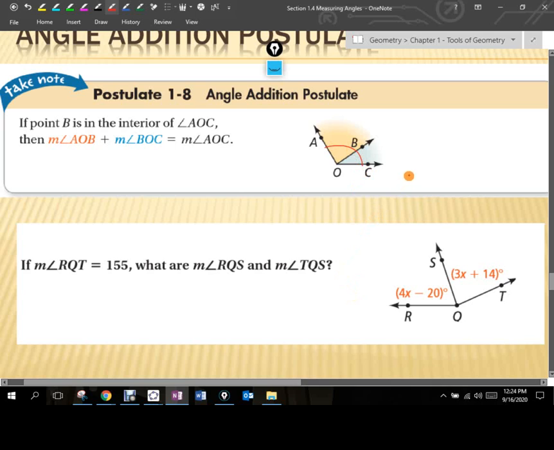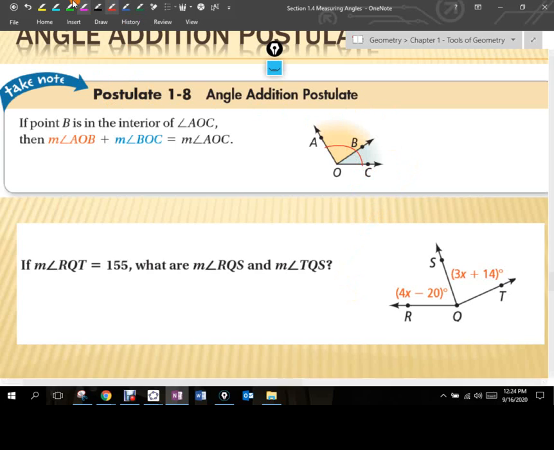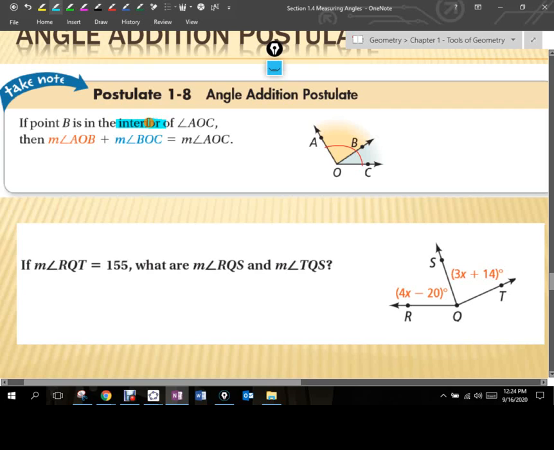Is it okay? The one thing that we have to pay attention to, and this is why we talk about this vocabulary word, that's a key phrase, key word or term in this. Because if B is not on the interior of angle AOC, let's say here's A, here's O, and here's C, but I put B out here, would you guys agree that AOB, which would be that angle, plus angle BOC, which would be that angle.